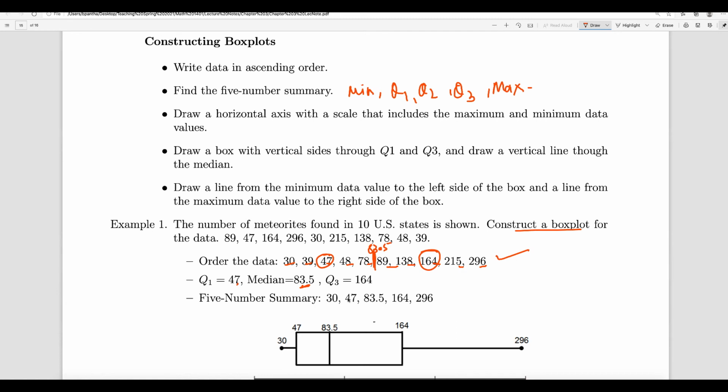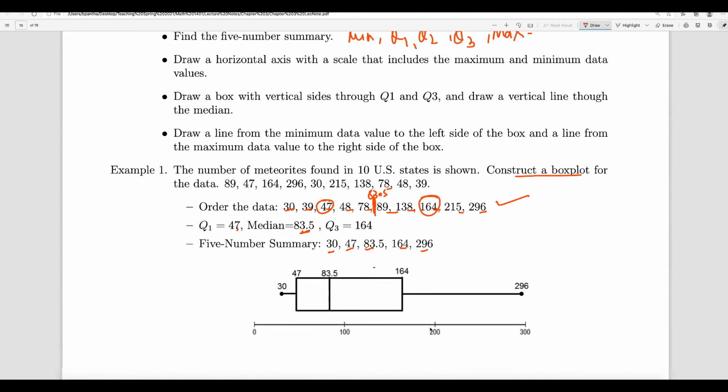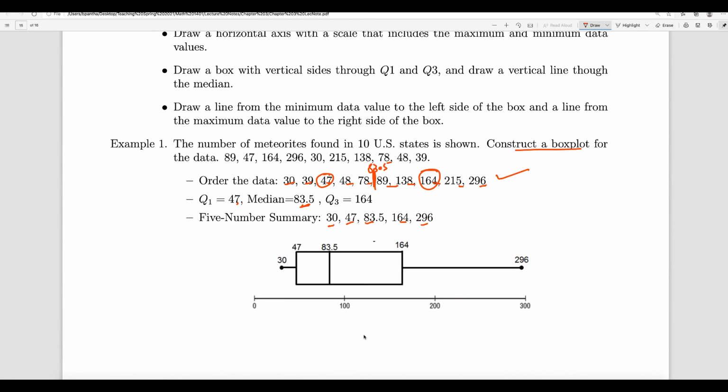Now what is the 5-number summary? Smallest data, Q1, Q2, Q3, and biggest data. To draw the box plot of this, we draw a line. The smallest data is 30, the biggest data is 296. So I started a little smaller than the smallest data, 0, and a little bigger than the biggest data, 300. I mark that into 3 equal parts: 0, 100, 200, 300. You can do 0, 50, 100, 150, 200 that way too. It's not a problem.